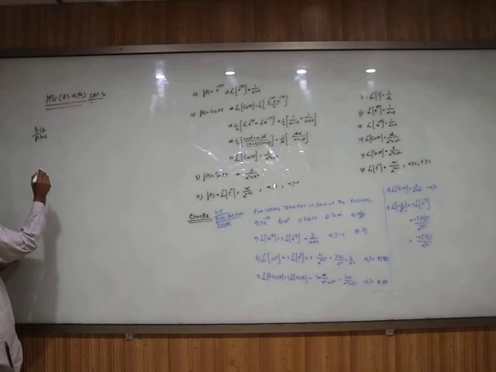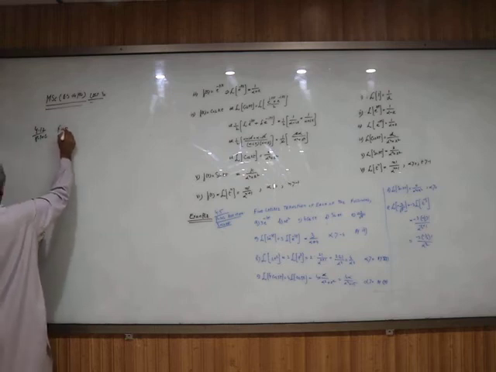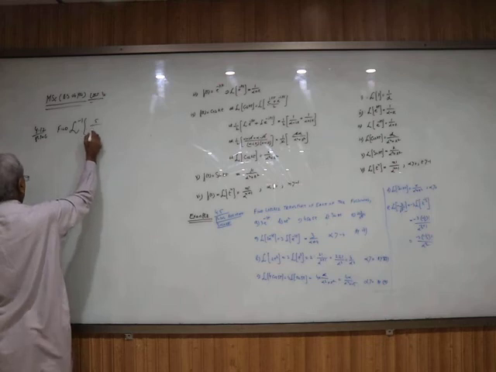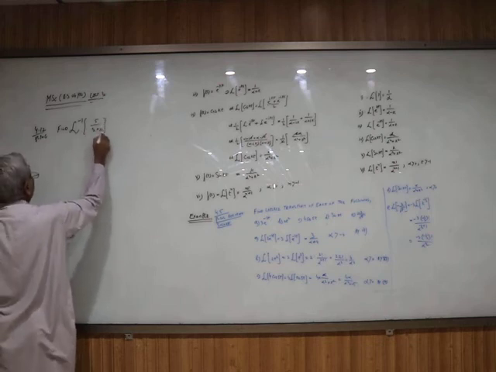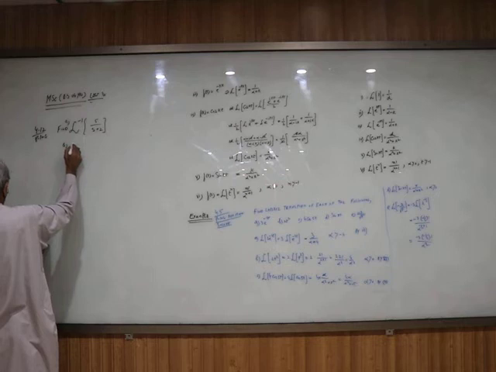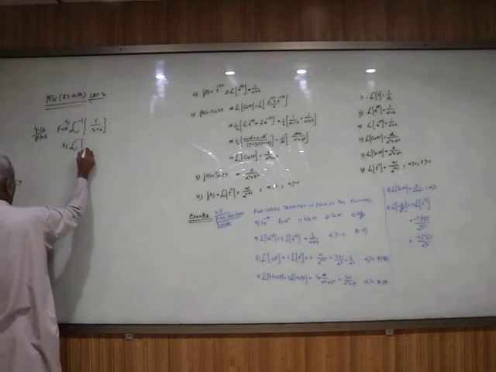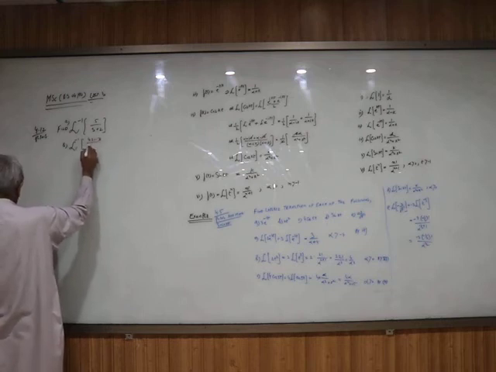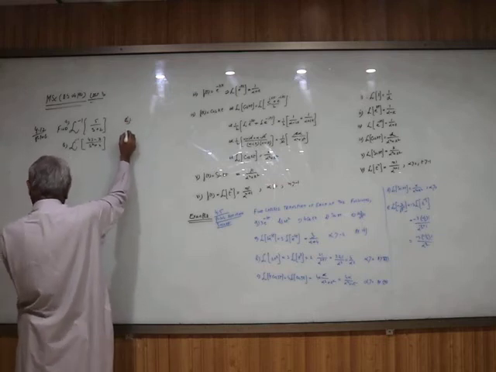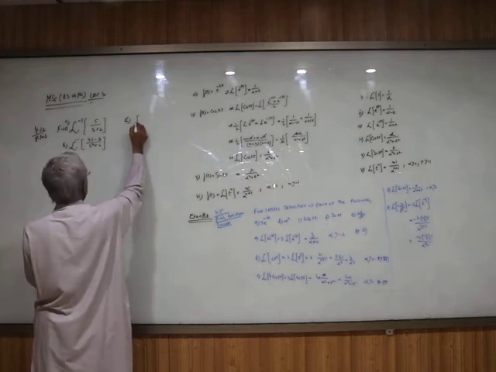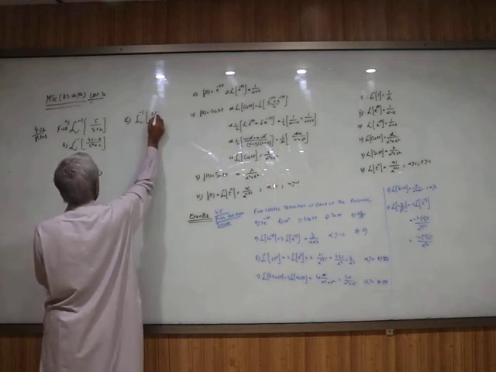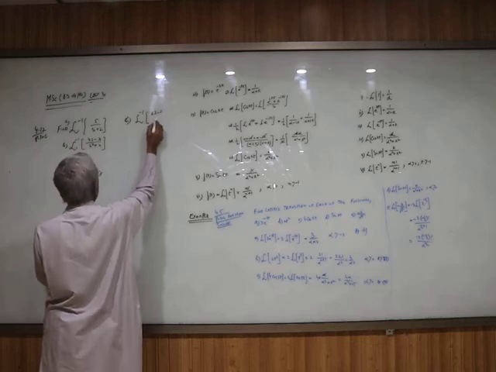106. It says find Laplace inverse of 5 over s plus 2. This is A. B is Laplace inverse transform of 4s minus 3 over s square plus 4. C, Laplace inverse transform of 2s minus 5 over s square.